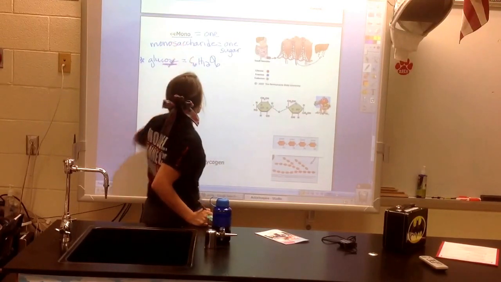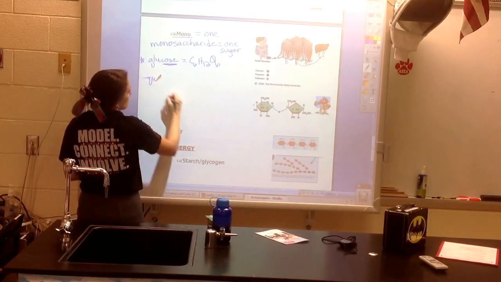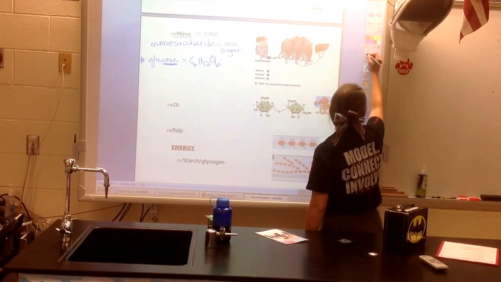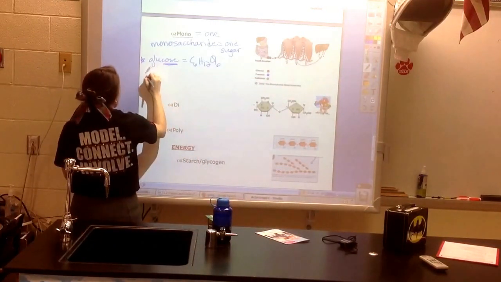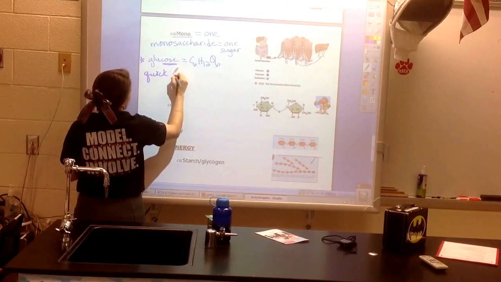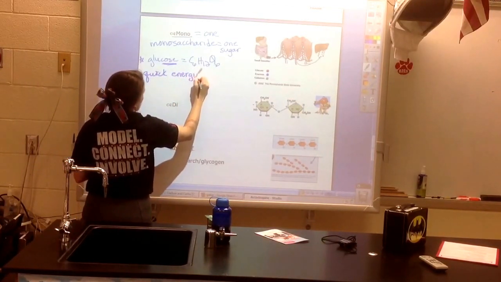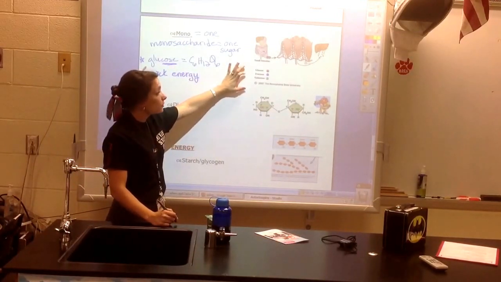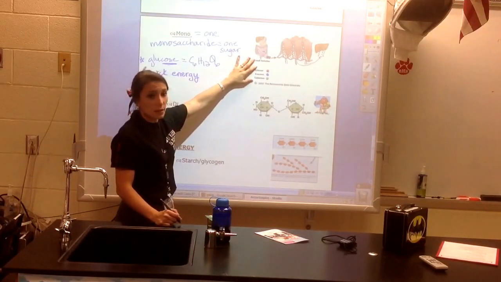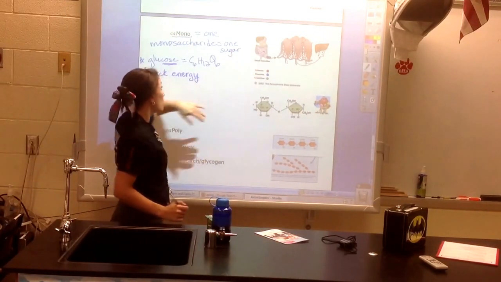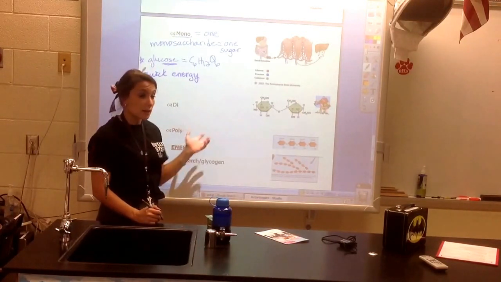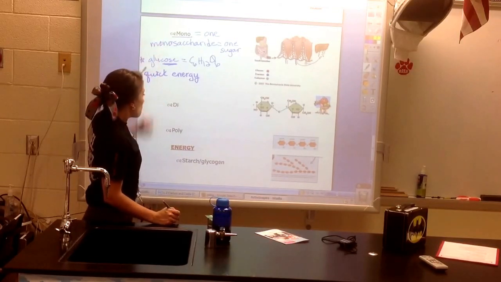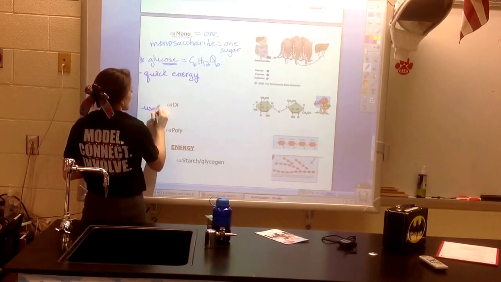One of the big things about monosaccharides is they are quick sources of energy, because the molecule is easy to break down. Glucose, fructose, and galactose are all examples of monosaccharides. The only one you really need to memorize is glucose, recognizing that it's a carbohydrate and that it's there for quick energy.